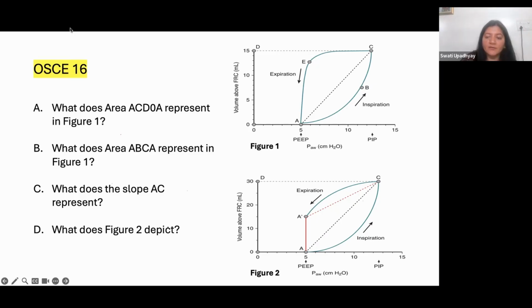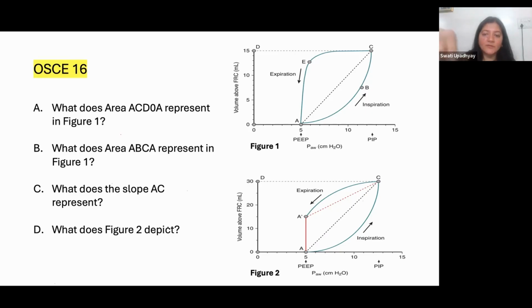Okay, so this is a pressure volume loop. We all are aware of that. And the area in the first figure, ACD0A, is basically the work of breathing required to overcome the elastic forces. So it depicts the elastic work of breathing, right? And ABCA is the inspiratory work of breathing required to overcome airway and tissue resistance. So ABCA is actually the resistive work of breathing.